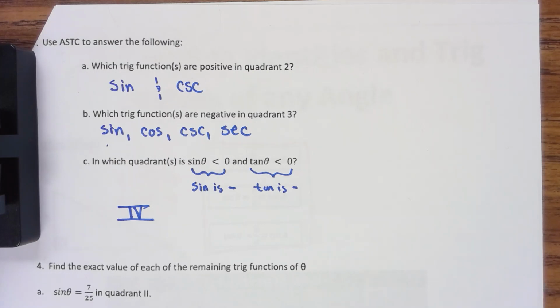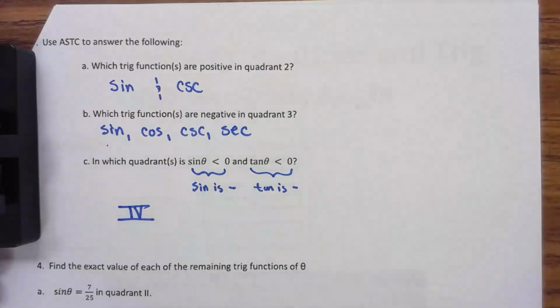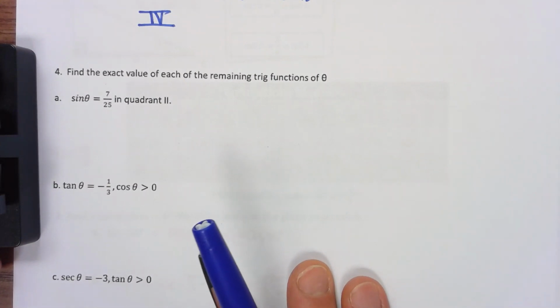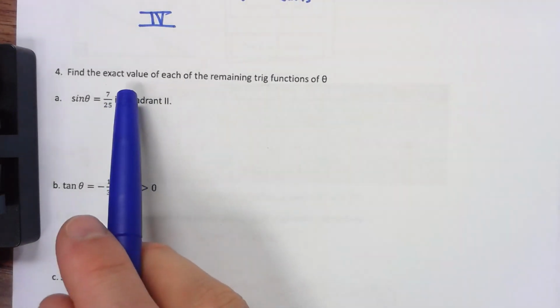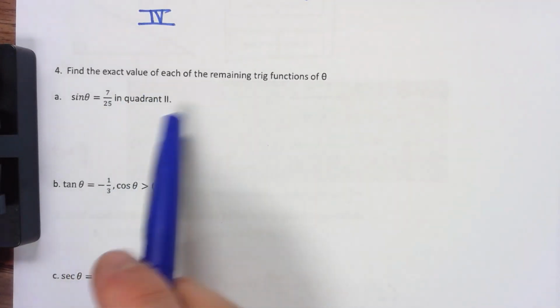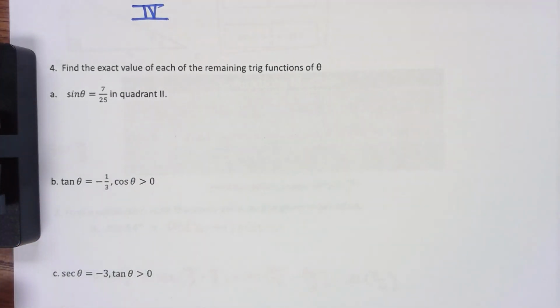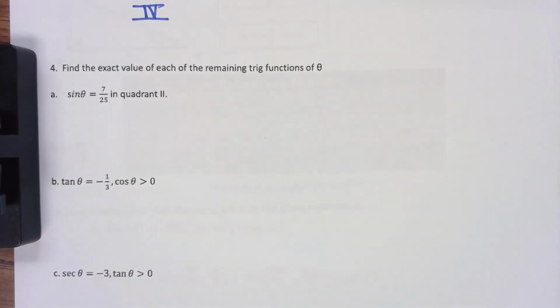Okay. One last thing, this is using what we know about trig functions and triangles, and also different quadrants, to try to find other values here. So it says, find the value of each of the remaining trig functions of theta. And so we want to again use triangles here. So it says sine of theta equals 7/25 in quadrant 2.